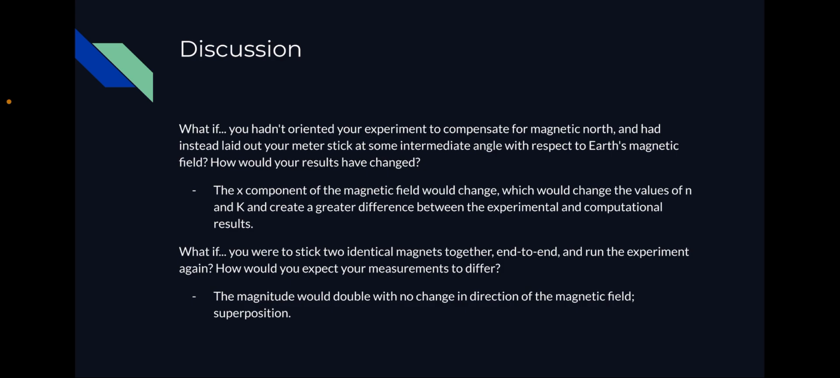And what if you were to stick two identical magnets together end to end? The magnitude of the magnetic field would double, but there would be no change in the direction of the magnetic field, and this is simply due to superposition.